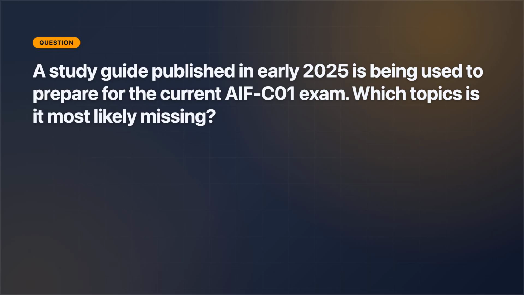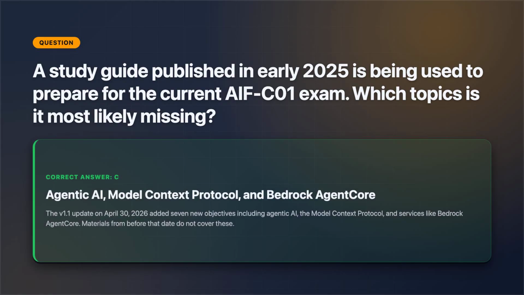If you said C, well done. The version 1.1 update in April 2026 added 7 new objectives, including agentic AI, the model context protocol, and Bedrock AgentCore. Any material from before that date simply doesn't cover them.